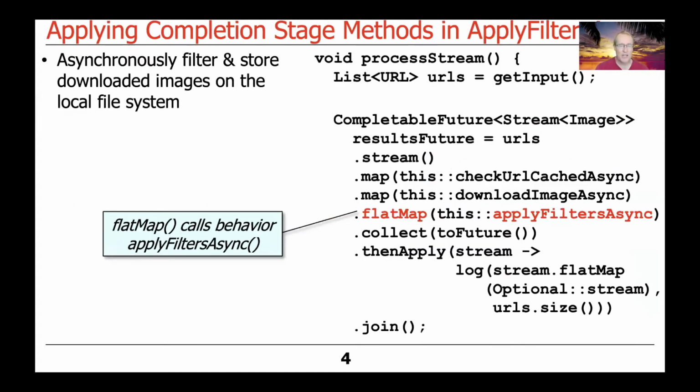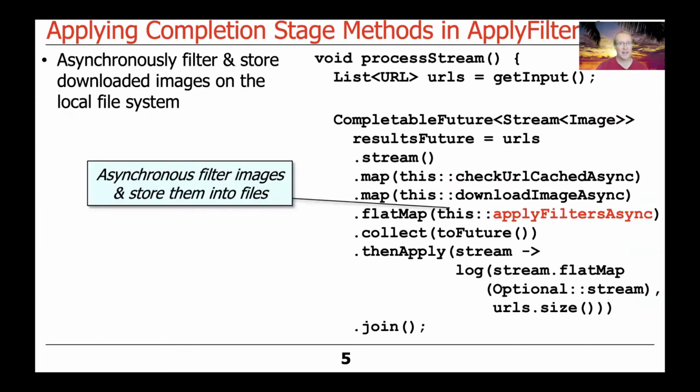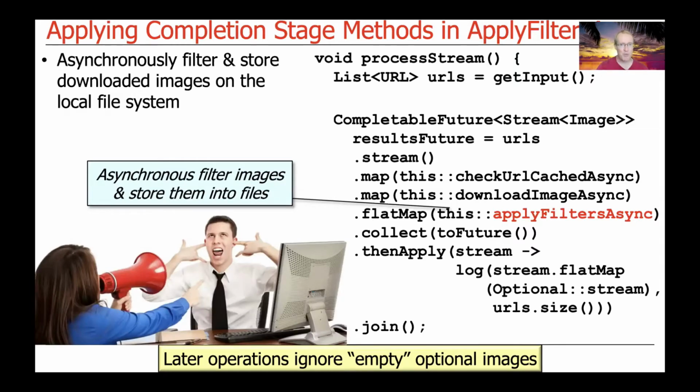This applyFiltersAsync behavior is called in the context of the flat map intermediate operation, which comes after we've finished downloading things asynchronously. So flat map calls applyFiltersAsync. And as you can imagine, that's going to asynchronously filter the images and store them into files on the local device. As with the previous examples, it's going to be returning a CompletableFuture to an optional image, which will either have a value if it's actually done a transform because the image originally was not cached. But if the original image was cached, then everything gets ignored.